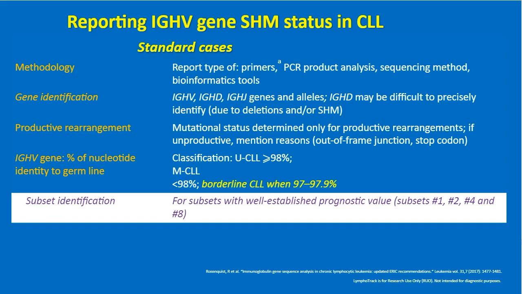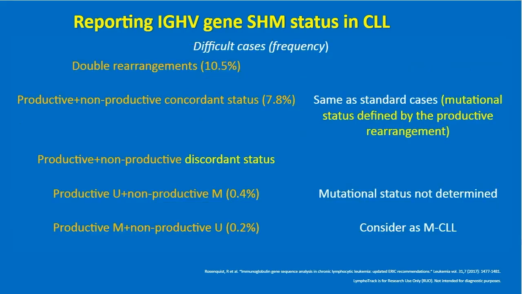And for classification, obviously more than 98% is considered mutated. Occasionally you may see some borderline cases between 97 and 98, which is also possible, so we can provide the correct interpretation on that. And subset identification, again, is still not a big standard practice. Those initial guidelines also went through some data for difficult cases with some frequency, as shown here, but this is all based on Sanger sequencing data. With NGS data, it has all improved significantly.